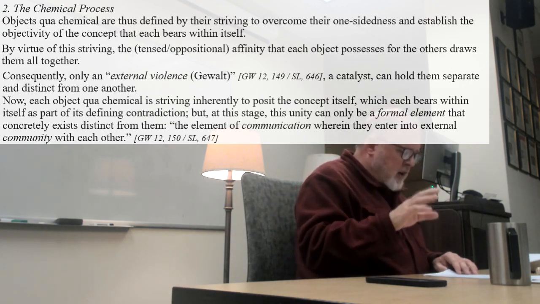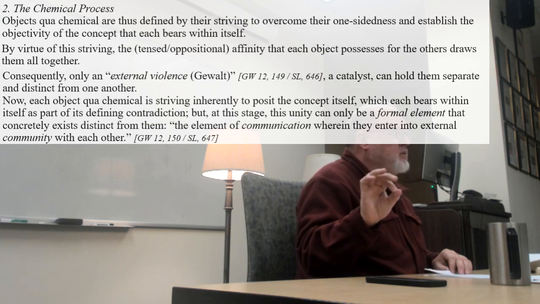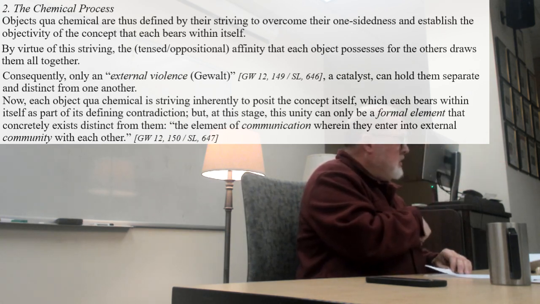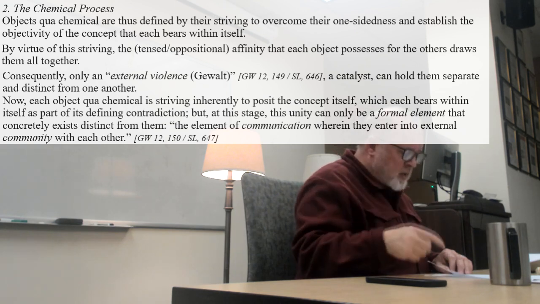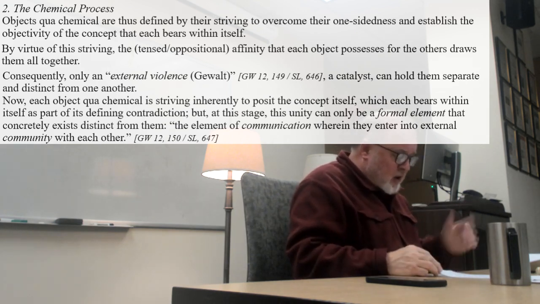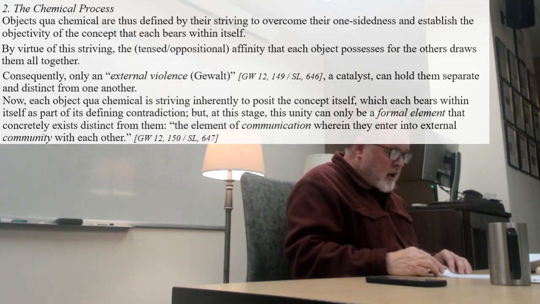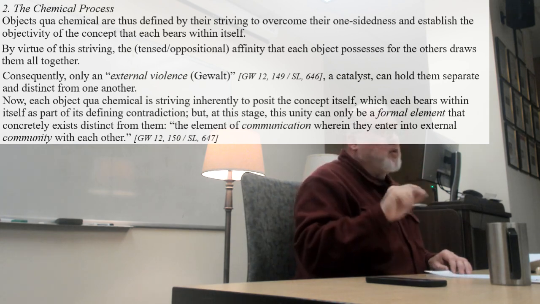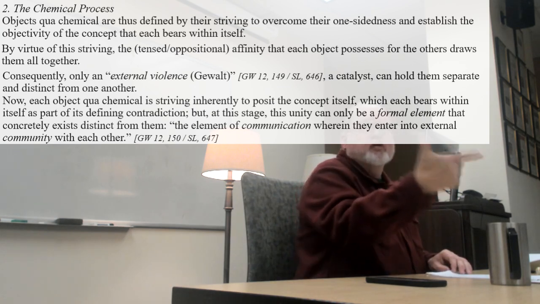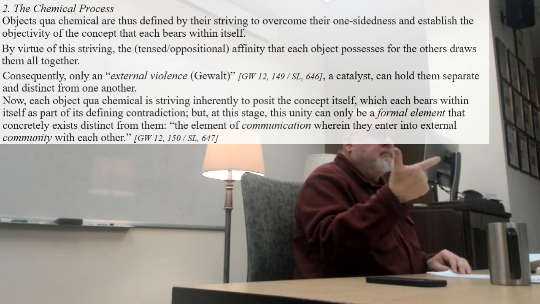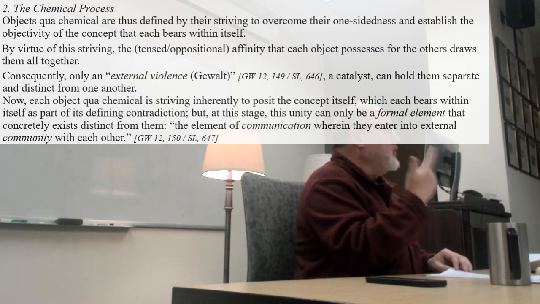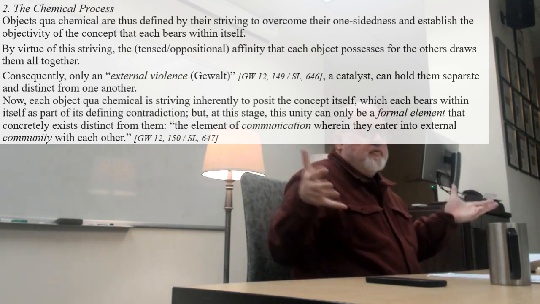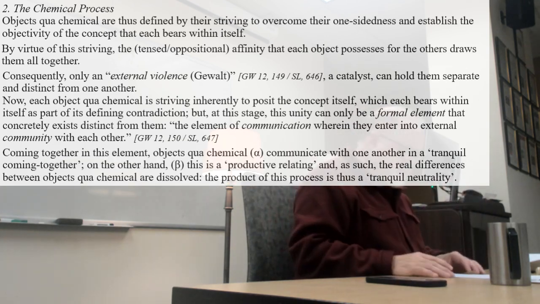I quoted this because I thought it was useful. The element of communication, so here's communication now thought at the chemical level. Now, it's really originally a mechanical process. Chemical level, where this is the element of communication. He says, wherein they enter into external community with each other. External community with each other, I think, is a way of expressing this notion of they're all subsumed under a class. They're all members of this class concept called self-subsistence, which none of them are now.